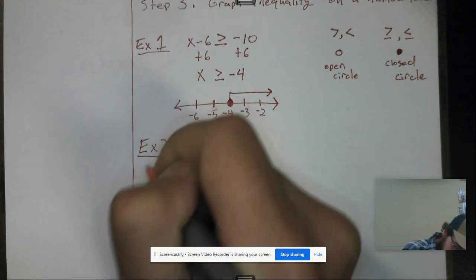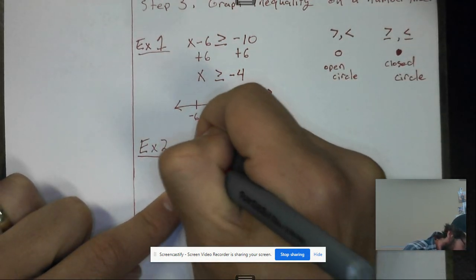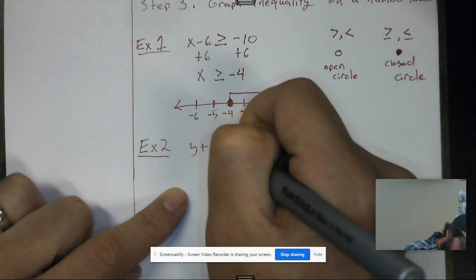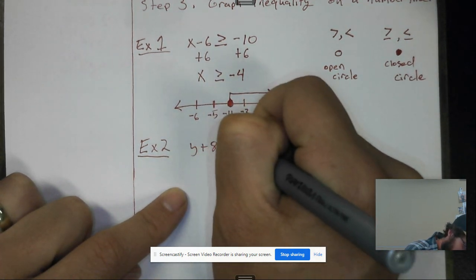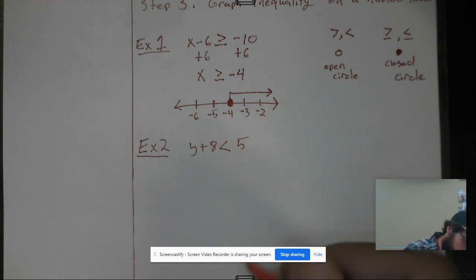Second example, we'll be doing the other one, the subtraction property of equality. We have y plus 8 is less than 5. Again, I don't see any combined like terms. I don't see any distribution on either side. So step 1 is done for us.